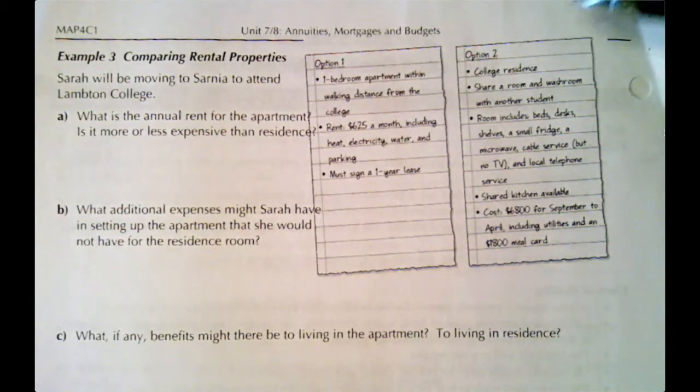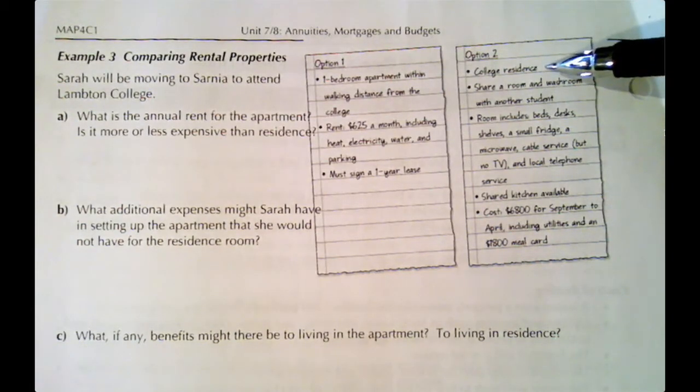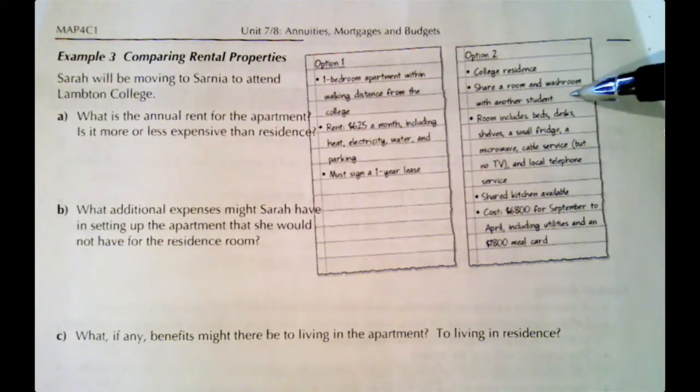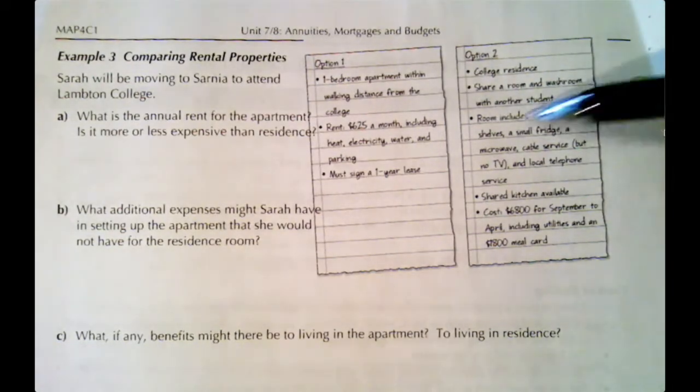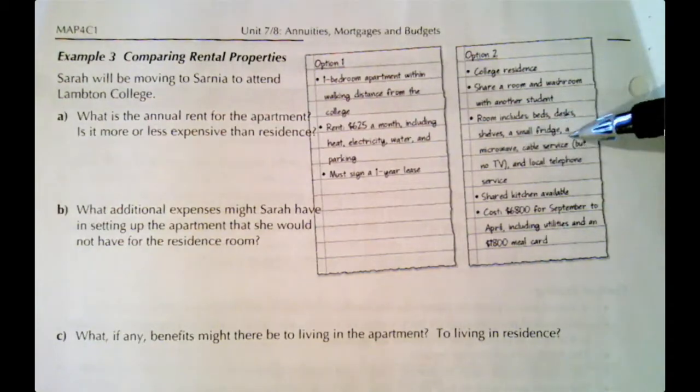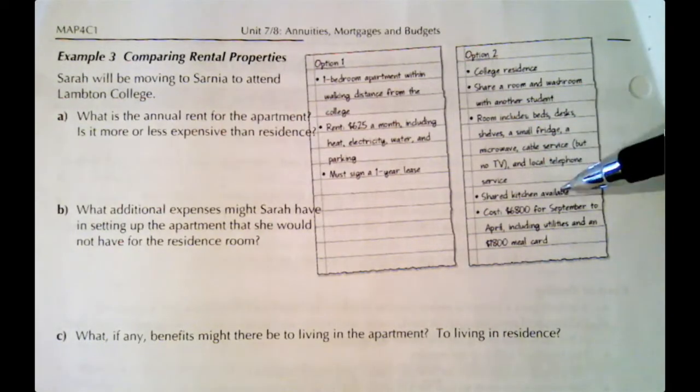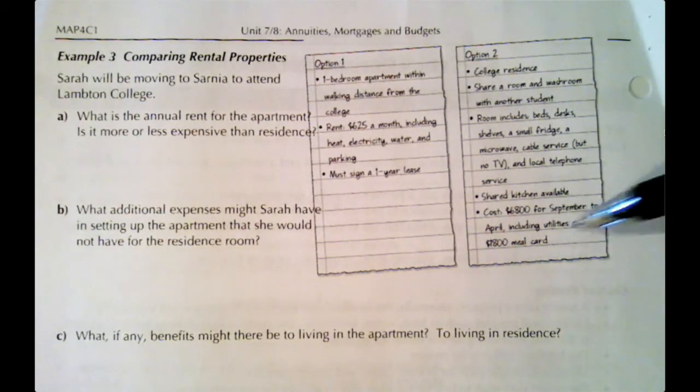Option 2, college residence. Share a room and a washroom with another student. The room includes a bed, a desk, shelves, small fridge, microwave, cable service but no TV, and a local telephone. Shared kitchen is available, and the cost is $6,800 for September to April, including utilities and an $1,800 meal card.